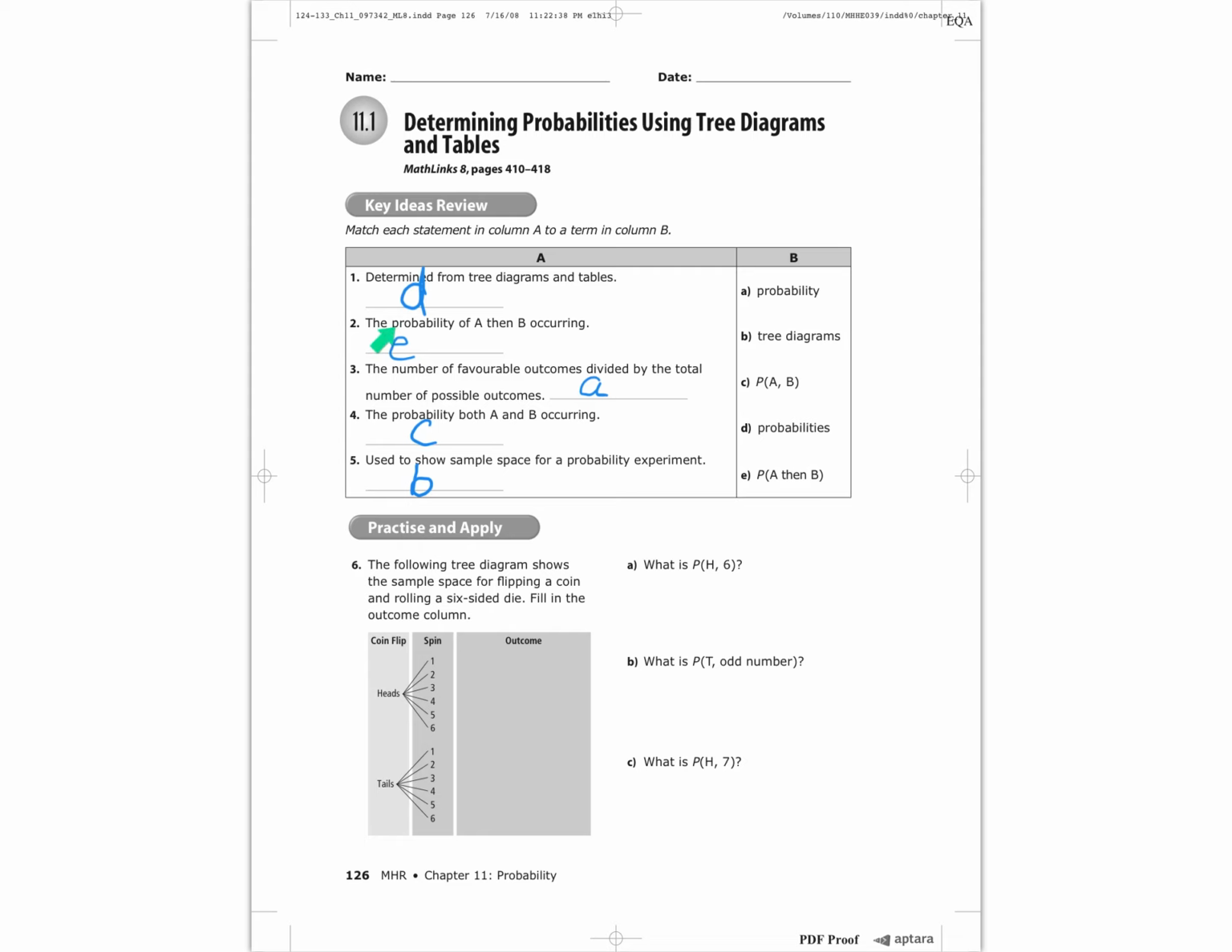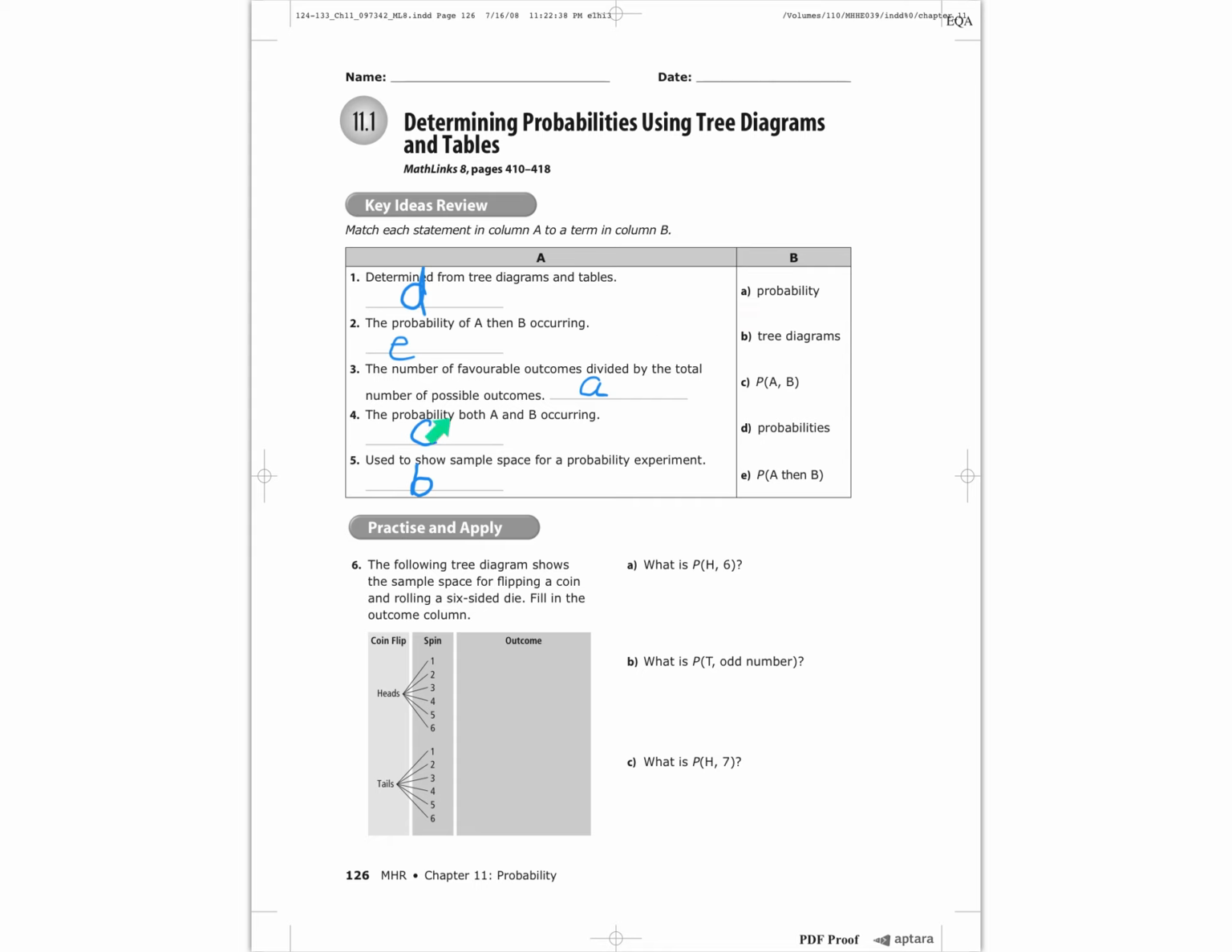Number 2, the probability of A then B occurring, so that would be obviously E. This is how you find the probability of anything happening. You take the number of favorable outcomes and divide it by the total number of possible outcomes. Okay, so that is just the very generic, basic definition of probability.